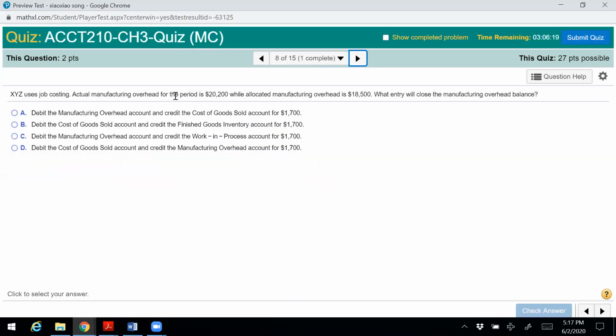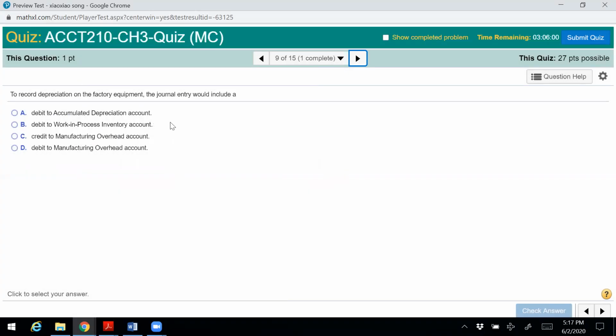Next one, actual manufacturing overhead and allocated are this much, right? Your actual is 20,200. You only allocated 18,500. So what should you do? We talked about this in the last part of the handout video, okay?